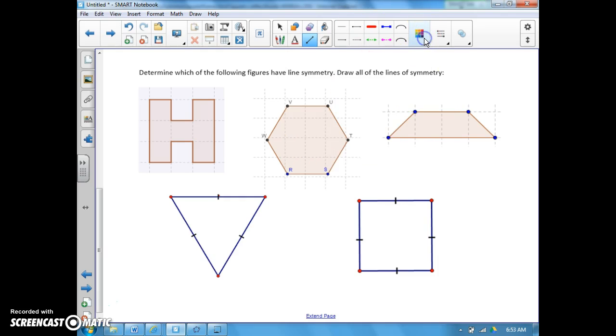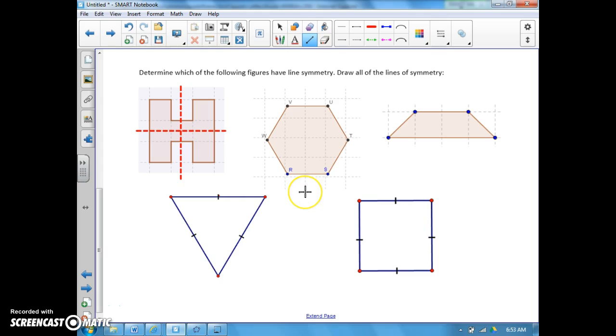So let's take a look at our first figure. All right, H. The letter H does have line symmetry. I see that it's going to have symmetry right here because I could divide it straight down the middle. And it's going to have symmetry here. We could also divide it. It's not going to have any diagonal symmetries because it won't fold up perfectly, but it has 2 lines of symmetry. I'm pretty happy with that.